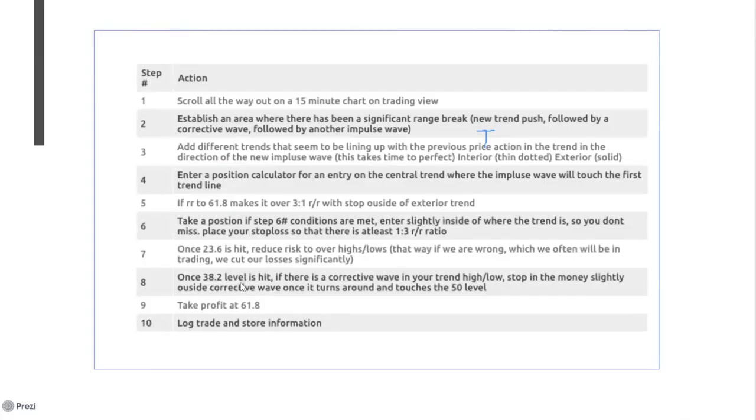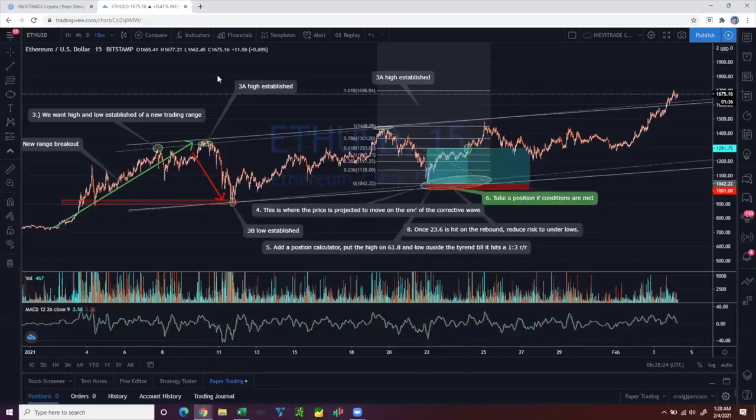Once the 38.2 level is hit, if there's a corrective wave in the trend direction, stop goes in the money slightly outside the corrective wave once it touches the 50 level. So assuming that the price continues to move up and we hit this level right here, and then we have another corrective wave down here, and then another impulse wave up higher, as soon as we hit this 50 level right here, we want to then move our stop loss in the money just under this corrective area right here.